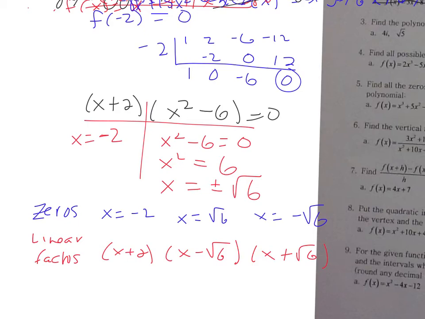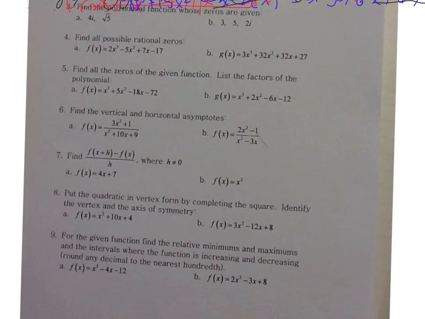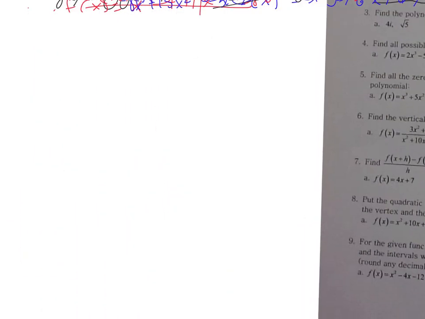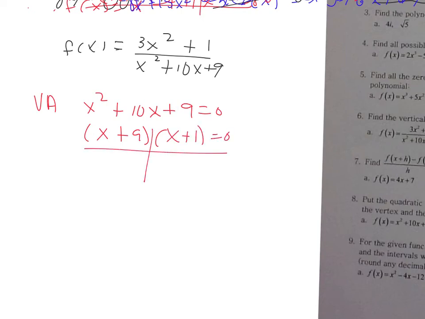Okay, let's try 6. Okay, 6 says to find the vertical and the horizontal asymptotes. All right, 6. So I have f of x is equal to 3x squared plus 1 over x squared plus 10x plus 9. So your vertical asymptotes is when the denominator is equal to 0. So x squared plus 10x plus 9 is equal to 0. So I factor this, and this becomes x plus 9, x plus 1. So my vertical asymptotes are x is equal to negative 9 and x is equal to negative 1.